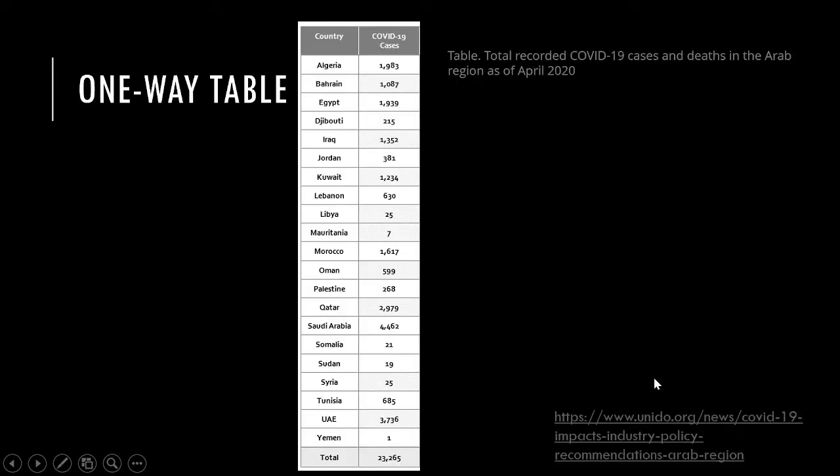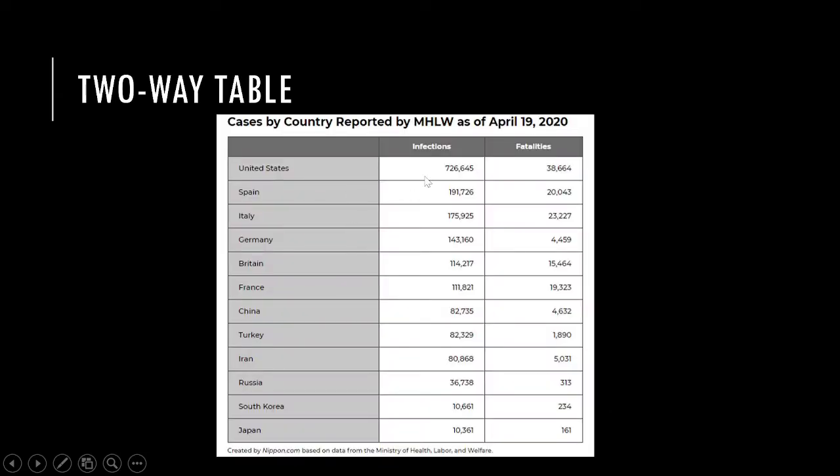In this example, there is only one variable. This variable is country and the content is COVID cases. This two-way table has two variables. These two variables are countries and the causes. These causes have two components, infections and fatalities. And the content is again COVID cases.